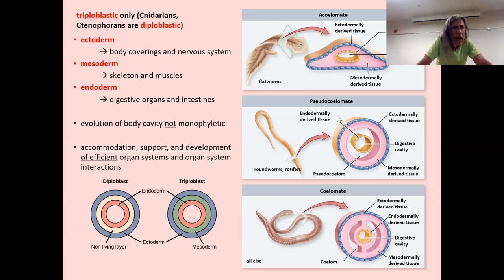The acoelomates are the flatworms. A good example of a pseudocoelomate would be the roundworms. And then a coelomate would be you and I, we're coelomates, and also are the segmented worms, like the earthworms. The term worm is kind of misleading. Lots of things are worms. And again, within those body cavities is where we get all that specialization.